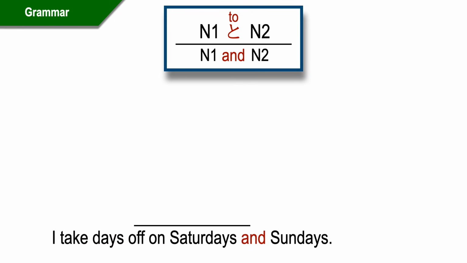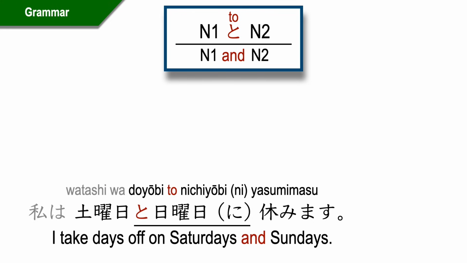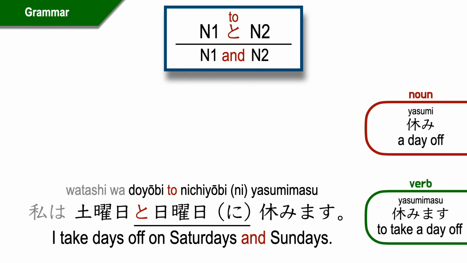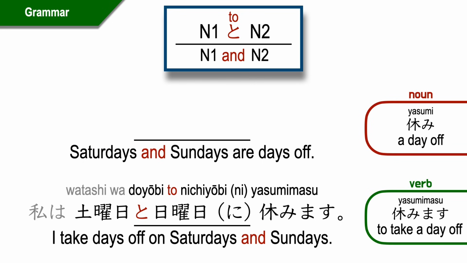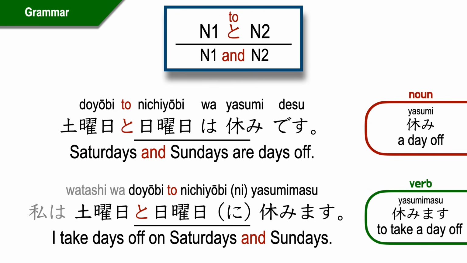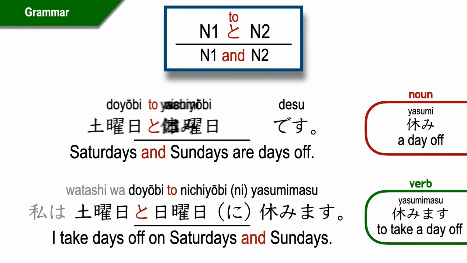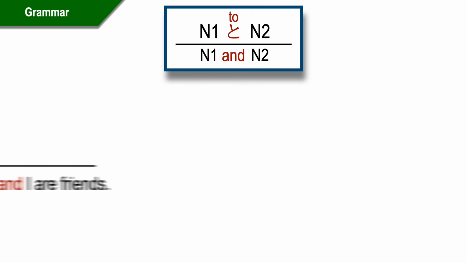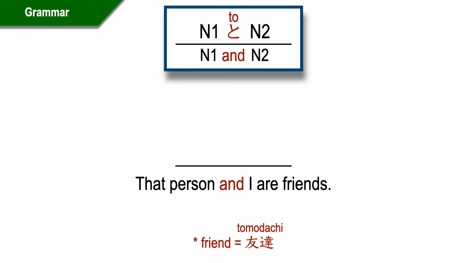I take days off on Saturdays and Sundays. 土曜日と日曜日に休みます。Here, the ni particle is optional. By the way, 休みます is a verb for to take a day off. We also have 休み, a noun for a day off. So as a noun sentence, you can also say 土曜日と日曜日は休みです。You can also say 休みは土曜日と日曜日です。That person and I are friends.